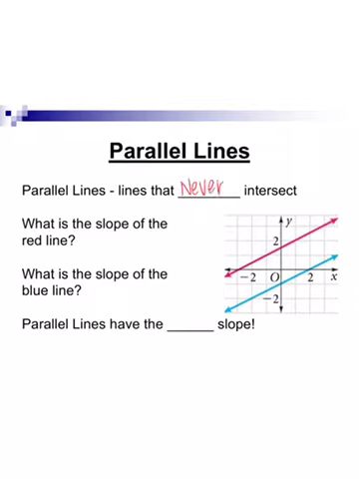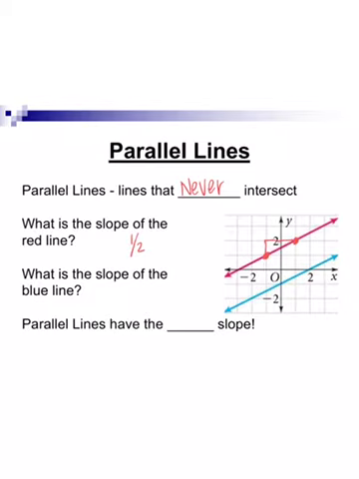It says, what is the slope of the red line? So I'm looking at the red line, and I'm going to have to find two perfect points. I see one right here, and I see one right here. Slope is change in y over change in x, and this is going up 1 over 2. So the red line has a slope of up 1 over 2.